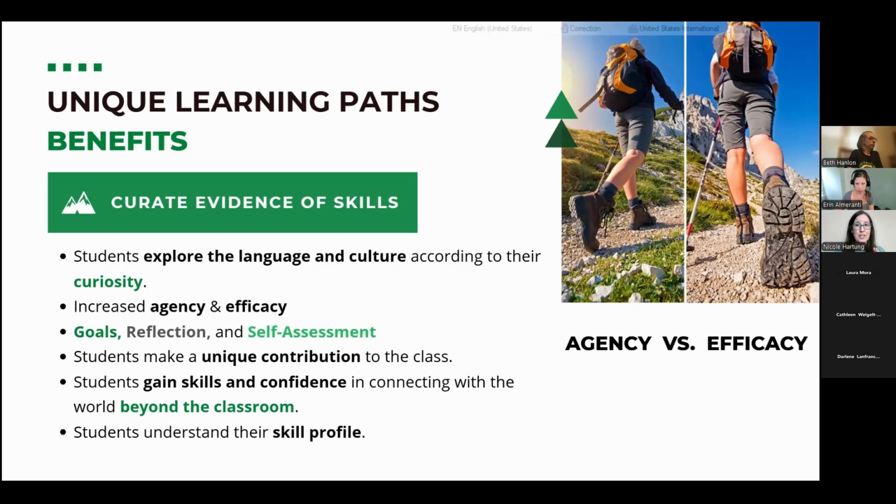So it's the action of the student, right? They are doing their best to complete their work. They are being resourceful when they get stuck. They need to go and find the answer somewhere. The efficacy is more of their belief, what they have internalized about their ability to learn the language.